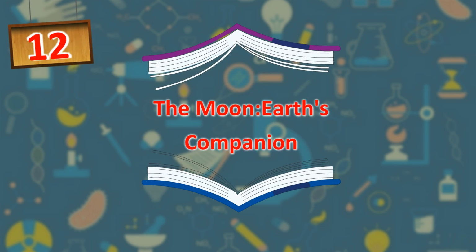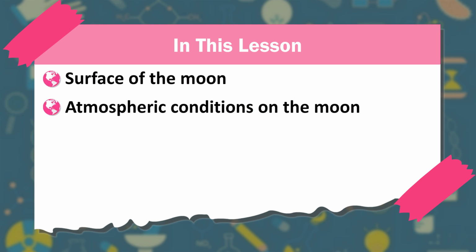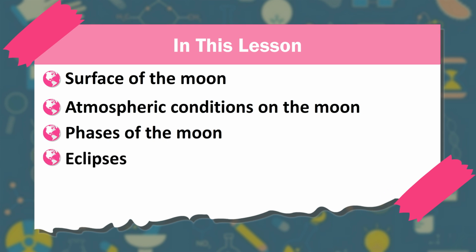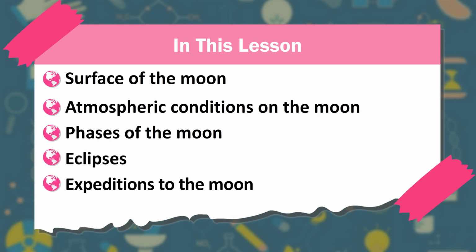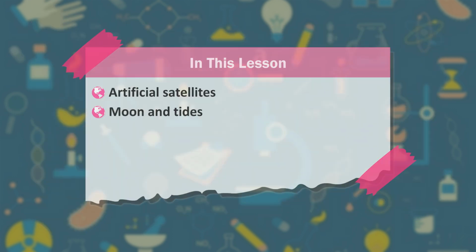Chapter 12. The Moon, Earth's Companion. In this lesson: surface of the Moon, atmospheric conditions on the Moon, phases of the Moon, eclipses, expeditions to the Moon, artificial satellites, Moon and tides.